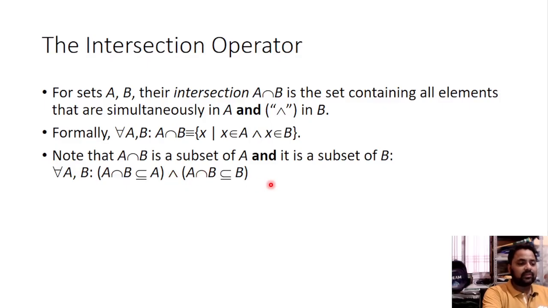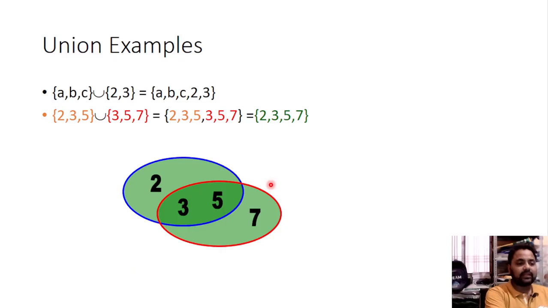In the previous example, you can simply identify the intersected value. Like here you can see 3, 5 are the intersected values, meaning the common values in the two given sets. So {3, 5} is the value of the intersection of this set and this set.